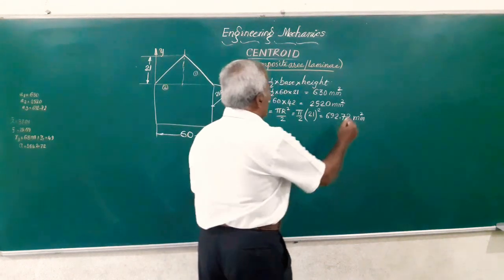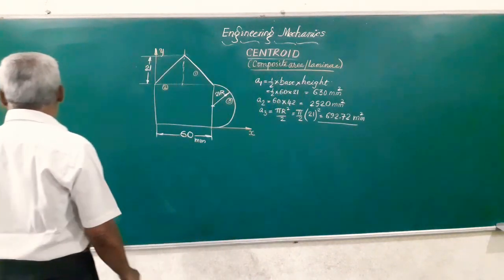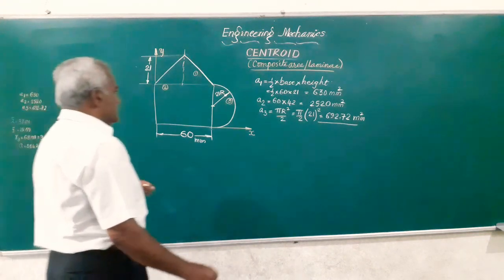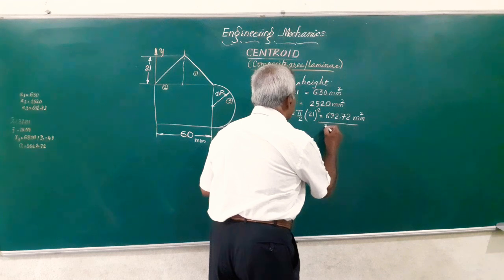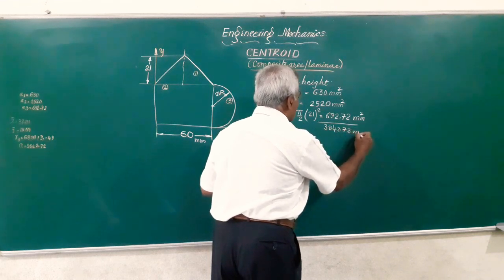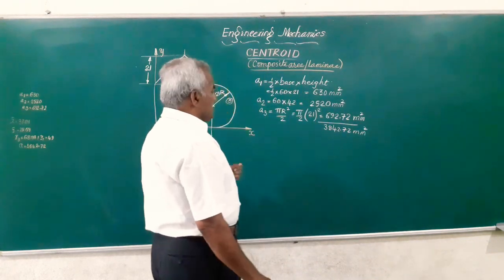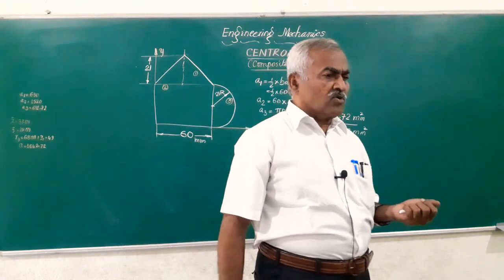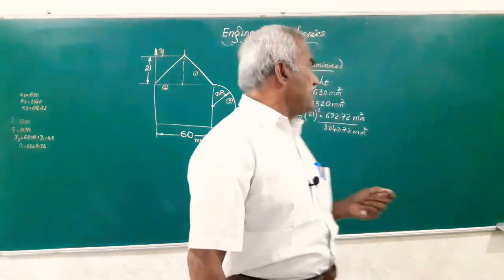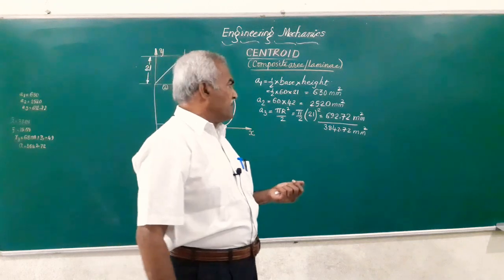Friends, if you add up all these areas, A1 plus A2 plus A3 is 3842.72 mm square. This is the total area of this plate. Friends, now let us locate the centroids of these individual figures, namely the triangle, the rectangle and the semicircle. So, one by one we will find out.